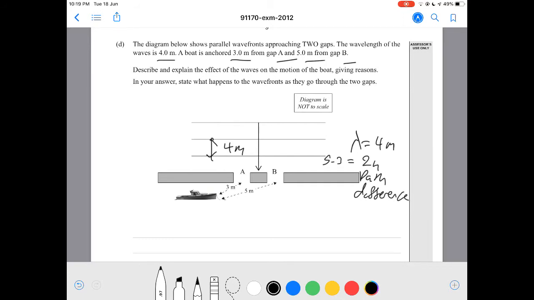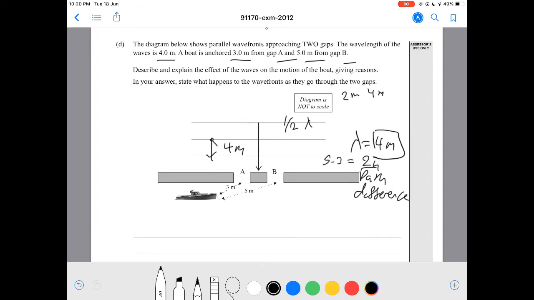So 2 meters is the path difference, so B is 2 meters longer than A. In order for a wave to travel from B to the boat, it needs to travel 2 meters longer than A. That's the difference between the two paths. Because we have 2 meters as our path difference and our wavelength is 4 meters, our path difference is half our wavelength.